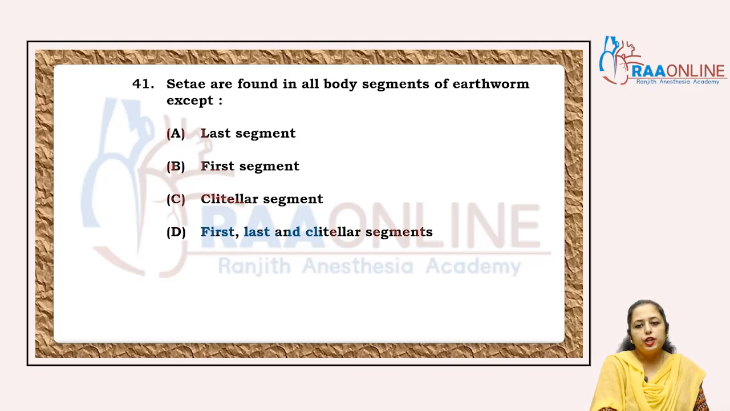The setae are found in all body segments. Setae help in locomotion. Setae help in locomotion in the earthworm, and they are absent in the first, last and clitellar region, right. First, last and clitellar region. So the answer is D.